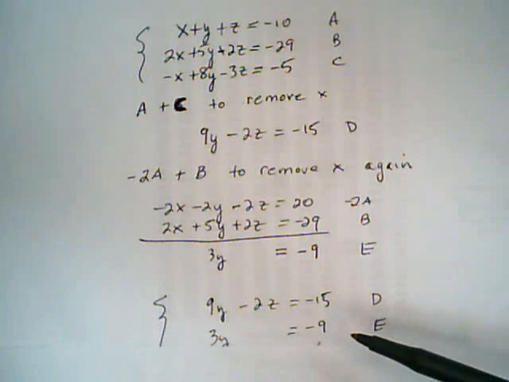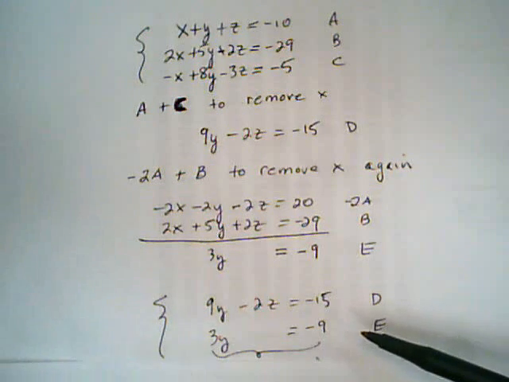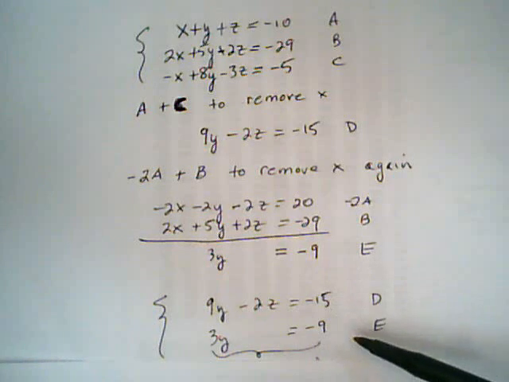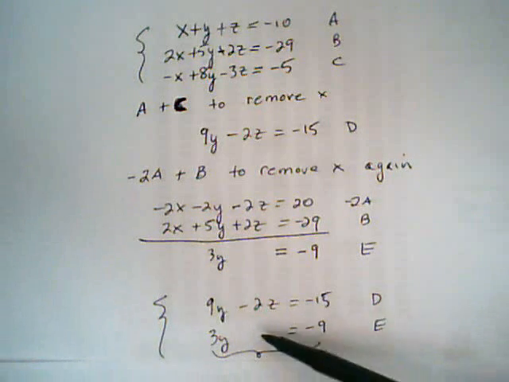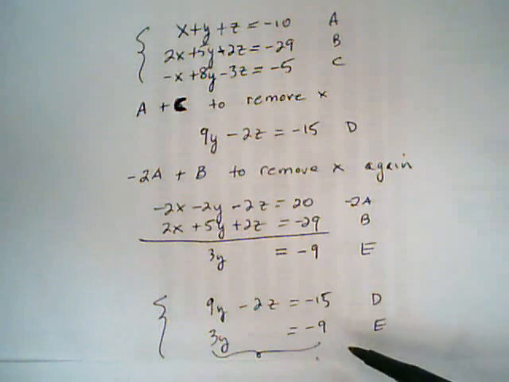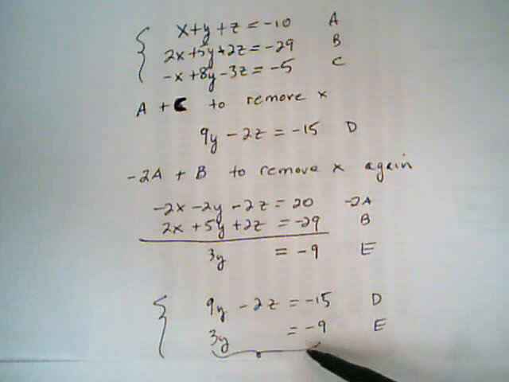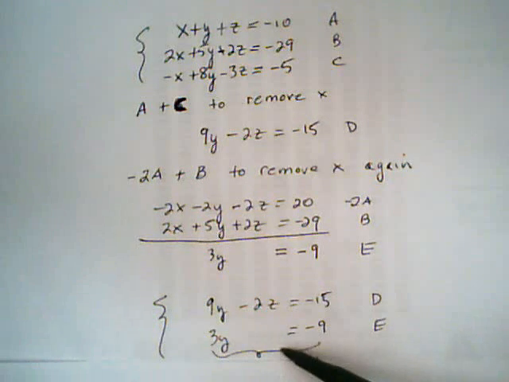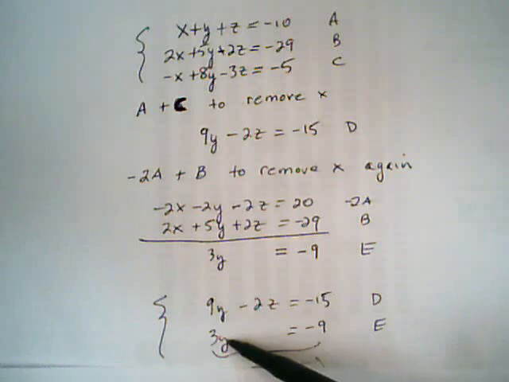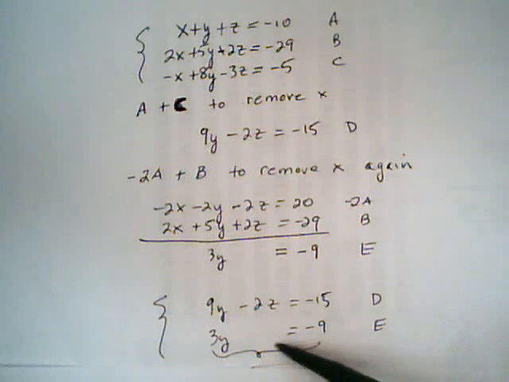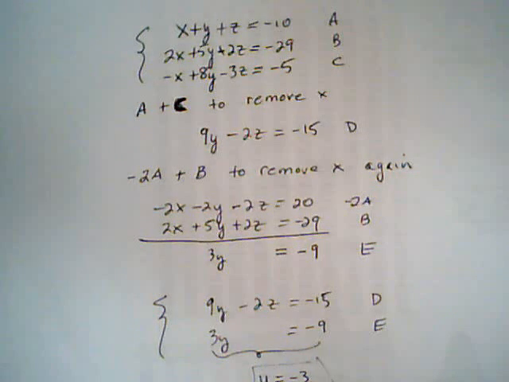So here's my new system. It's 2 by 2. I've reduced a 3 by 3 into a 2 by 2. This has y and z. And now I notice that I might as well use the substitution method because the second equation is very easily solved for y, and I'm that much closer to my solution.